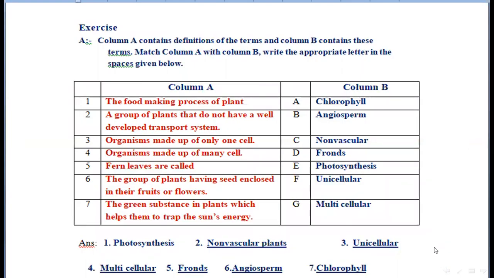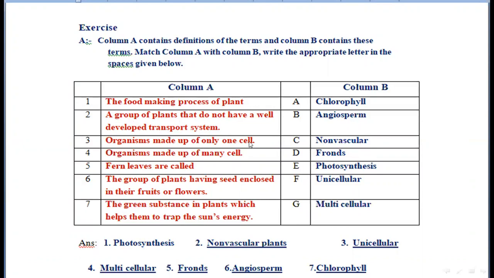Now, we revise the exercises also. In exercise A, column A contains the definition of the term and column B contains the terms. Match column A with column B. The food making process of plants is called photosynthesis. A group of plants that don't have a well-developed transport system is called non-vascular.